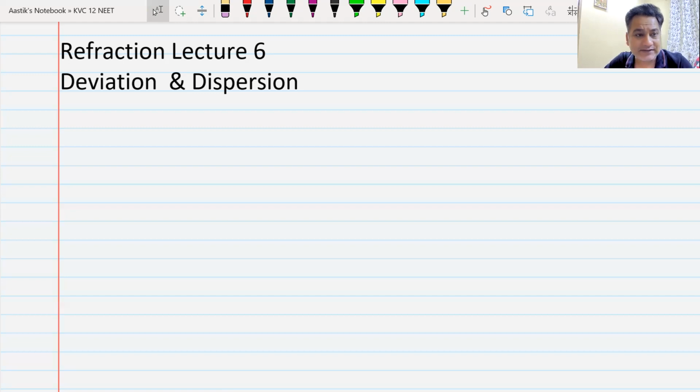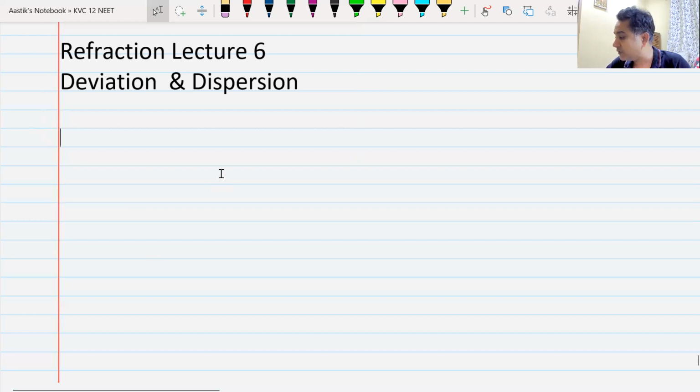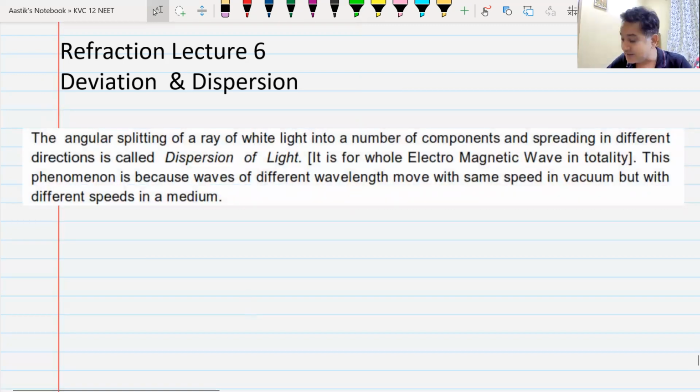Whenever light passes through a prism, what light? White light. Whenever white light, you must understand that white light basically consists of not one but 7 different colors. Yes or no? Now remember, no one is going to ask you what is the meaning of dispersion. You just have to remember and understand it. The phenomenon of dispersion is the angular splitting of white light into its constituent colors. Whenever white light passes through a prism, the white light splits into its different colors.